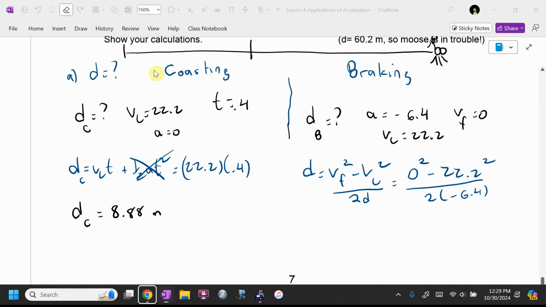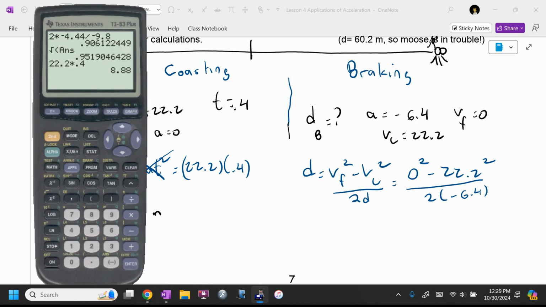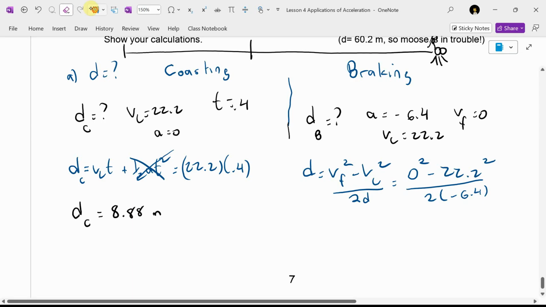If I crunch that, I get 0 squared minus 22.2 squared, close bracket, divided by 2 times negative 6.4. I get 38.5 meters if I didn't make a typo. I don't think I did. That's my braking distance.